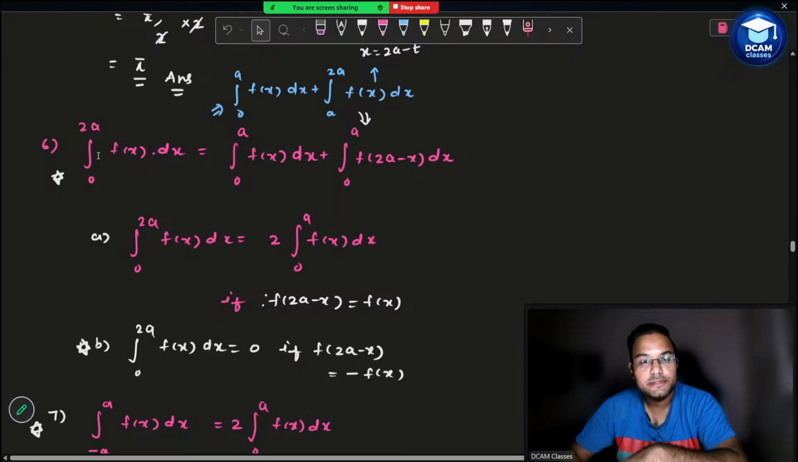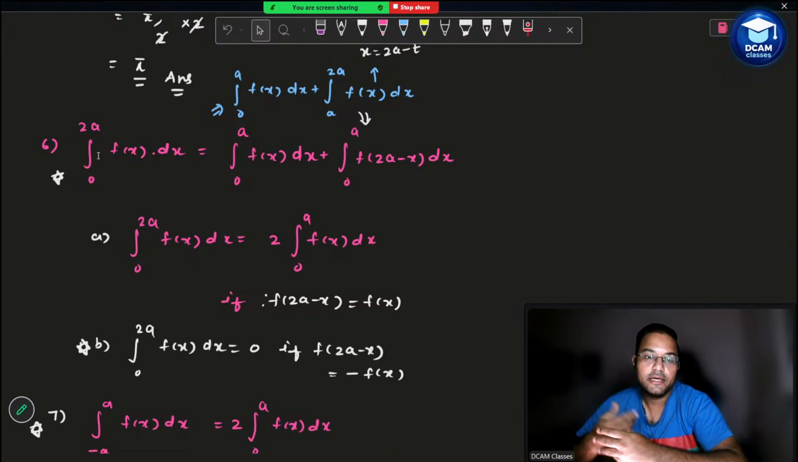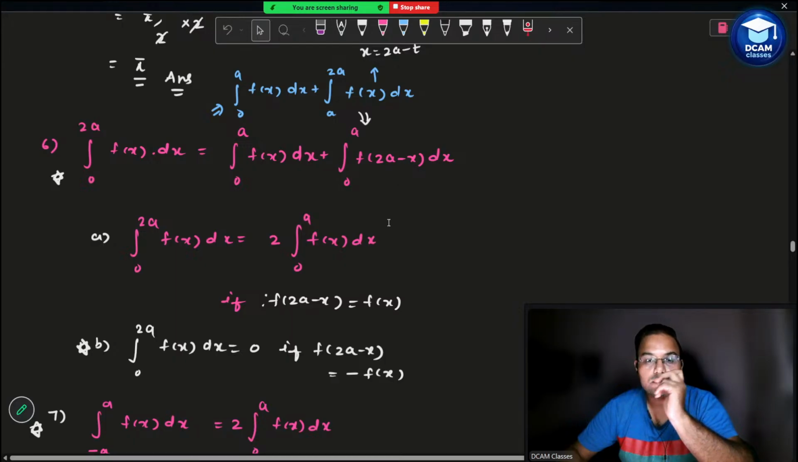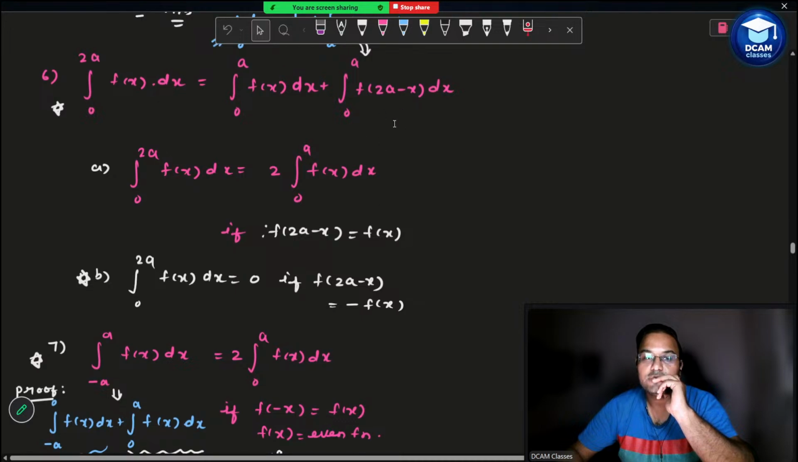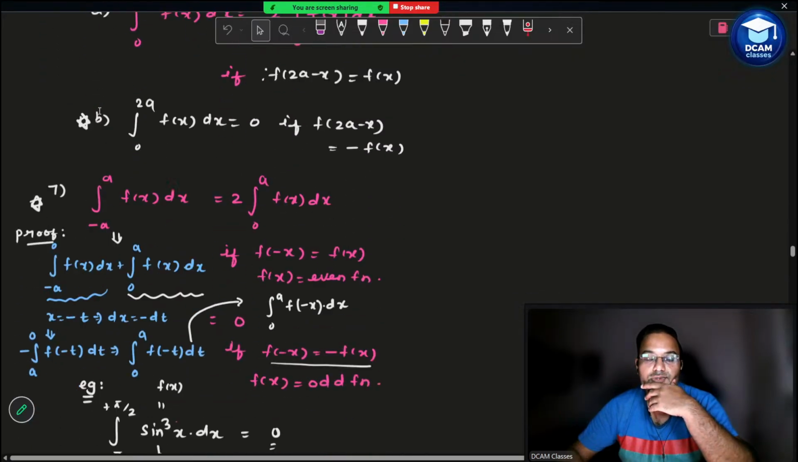Now the sixth property is, if you have the integral from 0 to 2a of f of x dx, you can actually divide it into 0 to a and a to 2a. This is also very important, but it is not used many times. The integral 0 to 2a f of x dx is equal to the integral 0 to a f of x dx plus the integral 0 to a f of 2a minus x dx. This becomes 2 times the integral 0 to a f of x dx when f of 2a minus x is equal to f of x. And this will be 0 if f of 2a minus x is equal to minus f of x. This is very important, but most students do not use it.